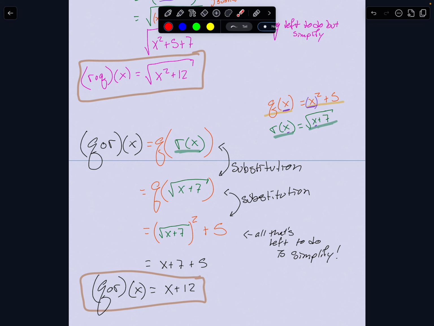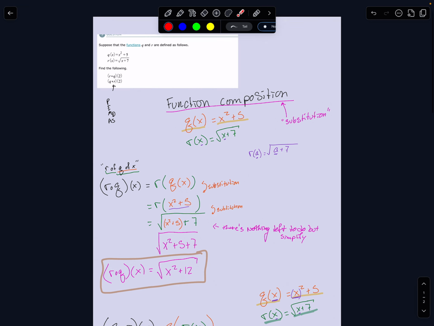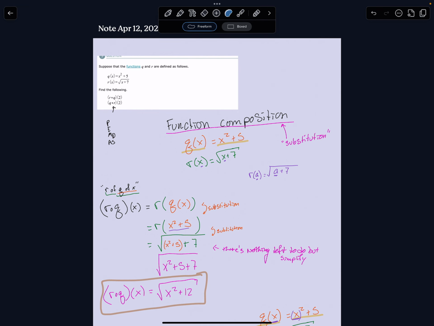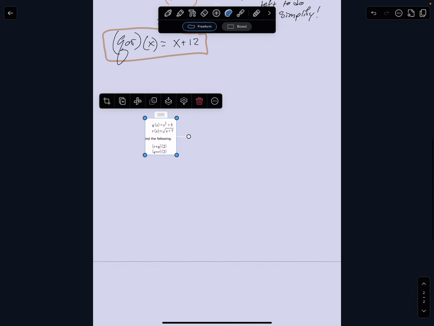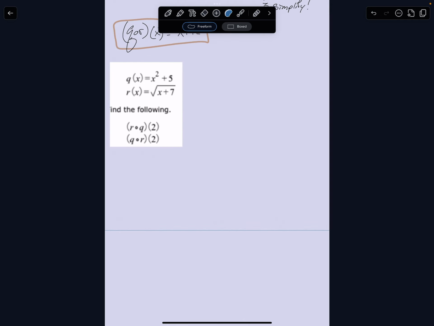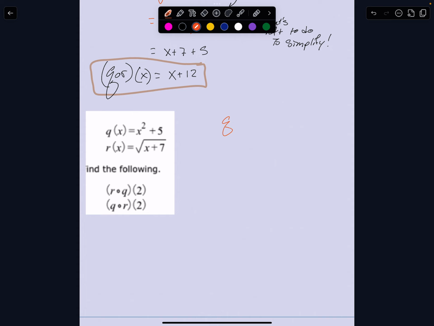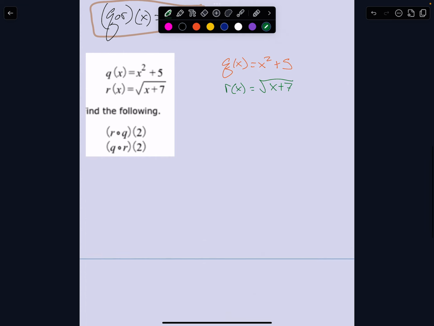Okay, so this is the more difficult version of what you're looking at. I want to talk about this so that way you can see what we're talking about. Now let's go to what the actual question is. Go ahead and borrow this. All right, in the actual question, we're just trying to find r of q of 2 and q of r of 2. So again, I'm going to color code these. So q of x is x squared plus 5, and r of x is the square root of x plus 7.